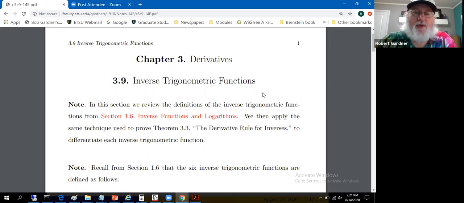And on to section 3.10, and we'll use this stuff for some real-world applications. Have a nice day. I'll see you in section 3.10, related rates.